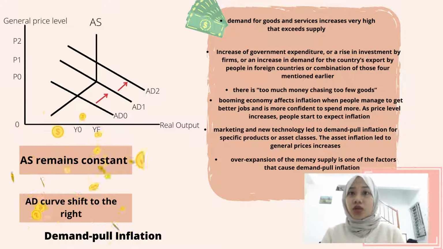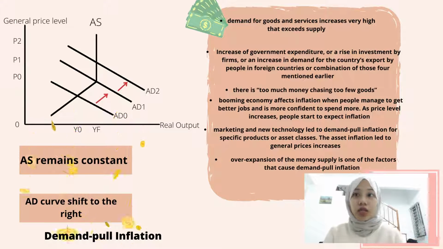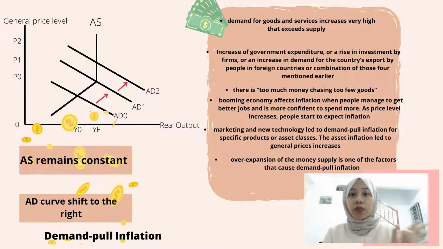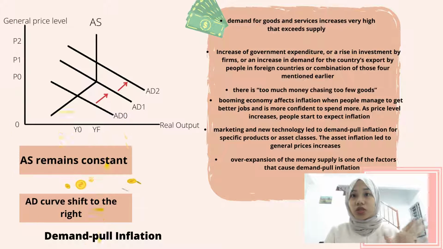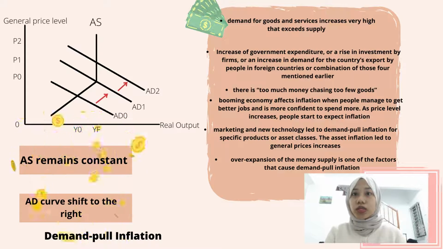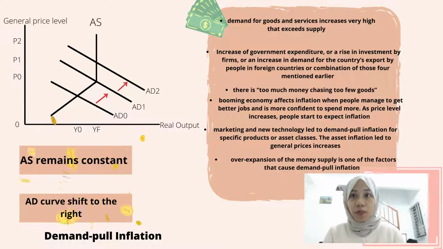That further increases growth. Other than that, marketing and new technology lead to demand pull inflation for specific products or asset classes. The asset inflation leads to general price increases. For instance, a popular brand like Apple makes use of its branding to create demand for its product. Subsequently, that allows it to charge higher prices than the competition.